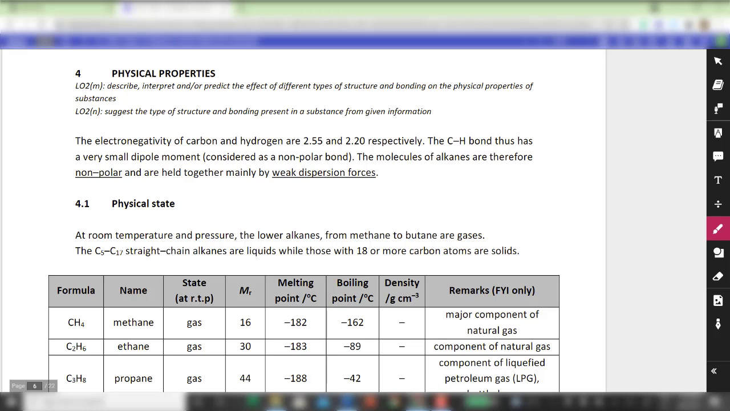And as we mentioned, the electronegativity difference between carbon and hydrogen is actually very small. So the very small difference gives it an almost negligible dipole. So we usually consider hydrocarbons as nonpolar. Being nonpolar, they are usually held together by weak dispersion forces, otherwise known as instantaneous dipole-induced dipole interaction.